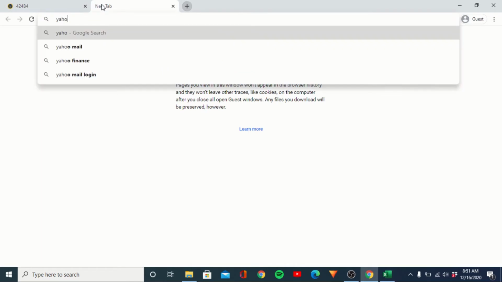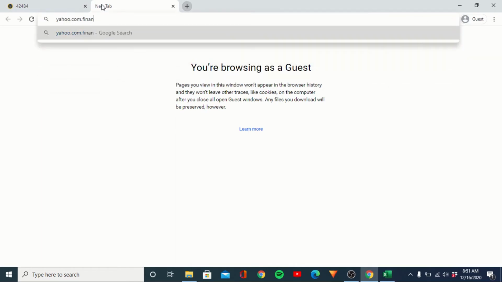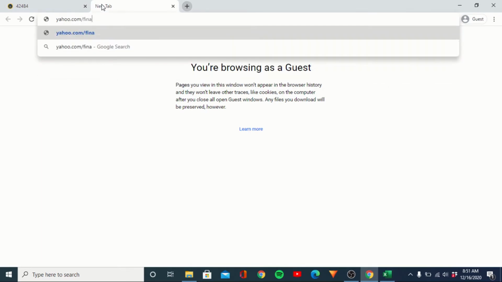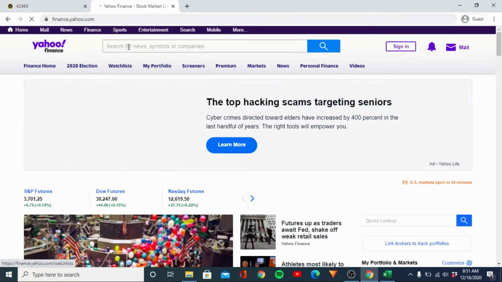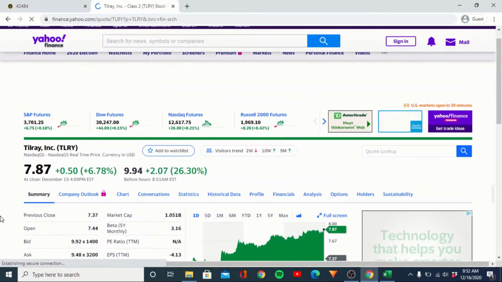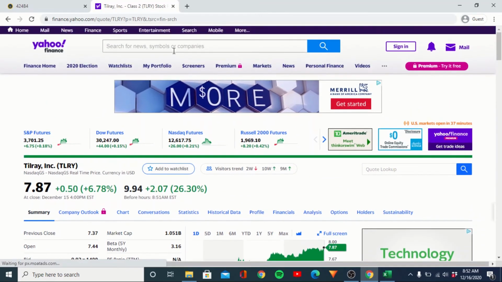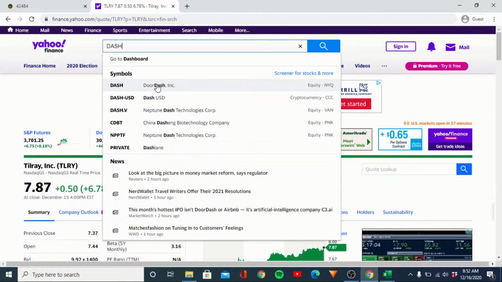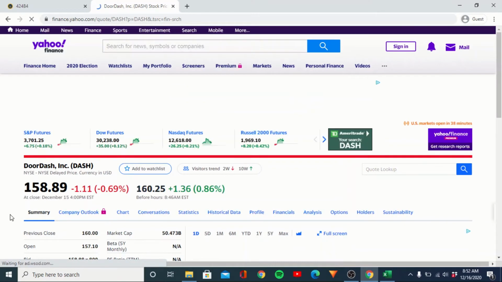Now, just to humor ourselves, let's go see what DoorDash is currently trading at. I believe they're like 50 billion. Not Tilray. There we go. DoorDash. 50 billion.